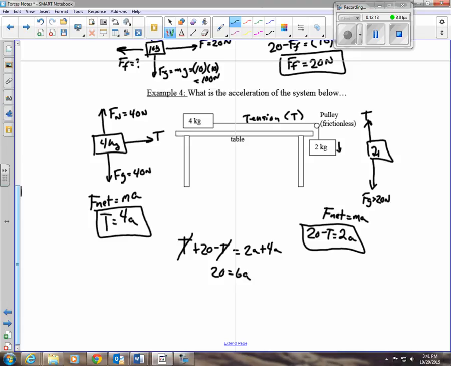And then I get 20 equals 6A. I can combine those. And then A is going to be 20 divided by 6, which is 3.3 repeating meters per second squared. That number makes sense, okay, because if this block over here was just falling, it would be 9.8, okay? It's going to be less than that because it's being held back by the other block.